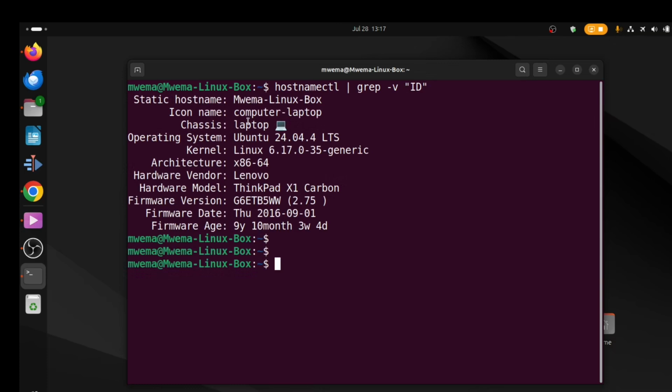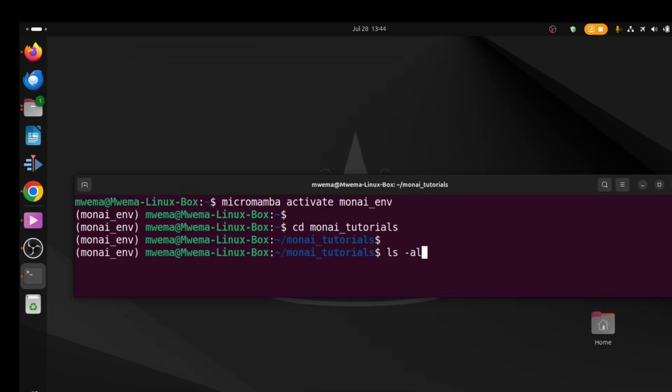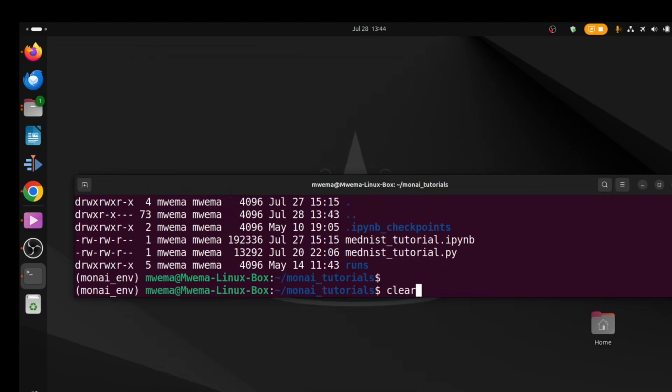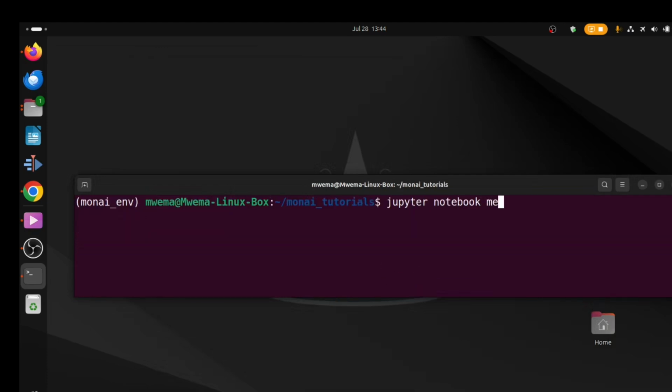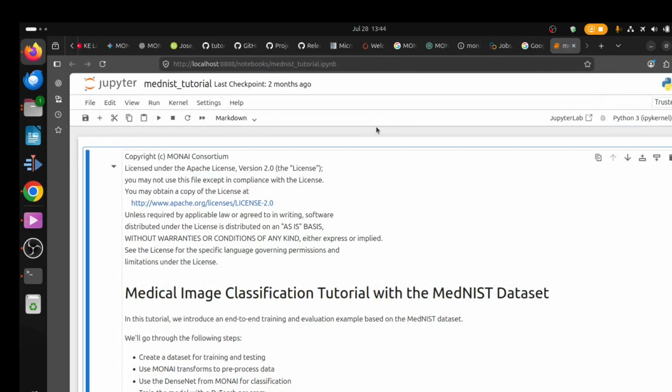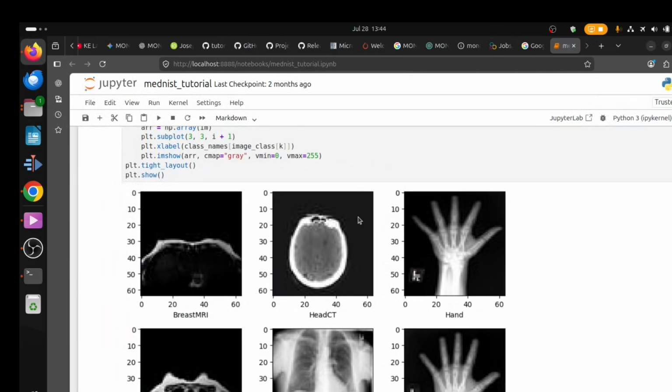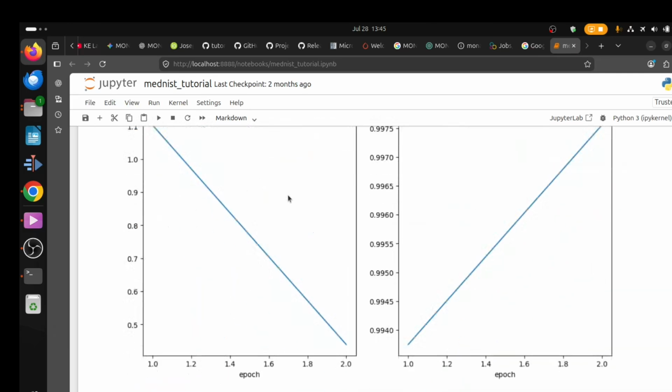In this series, I am revisiting a MONAI experiment that I ran on my own CPU-only Ubuntu Linux laptop. This is the Ubuntu Linux environment that I used for my MONAI experiments. I am now launching the Jupyter Notebook containing the 2D medical image classification model based on the MONAI MedNIST tutorial.